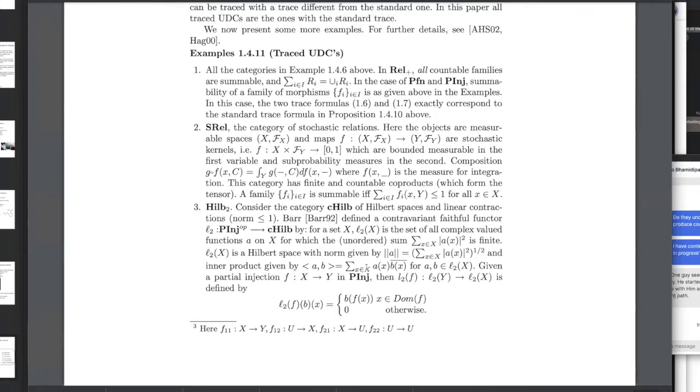So that's the high level. We don't want to just model formulae. We also want to model proofs. That's the key idea.